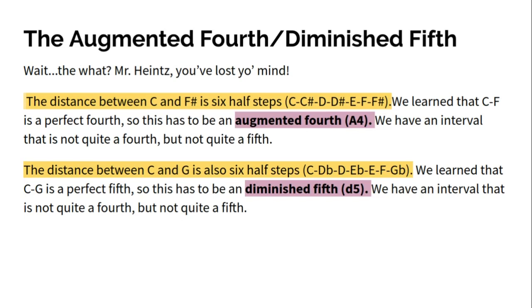But we learned in the last slide that C to G is a perfect fifth. The Star Wars theme, right? So this can't be right either, because getting up to G would mean it be too big. So we're going to call this a diminished fifth. We're going to take that G and make it flat. So instead of C to G, we have C to G flat.